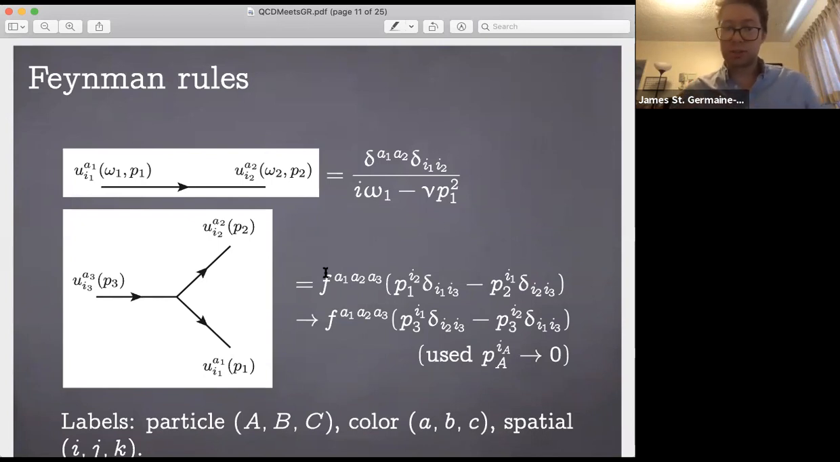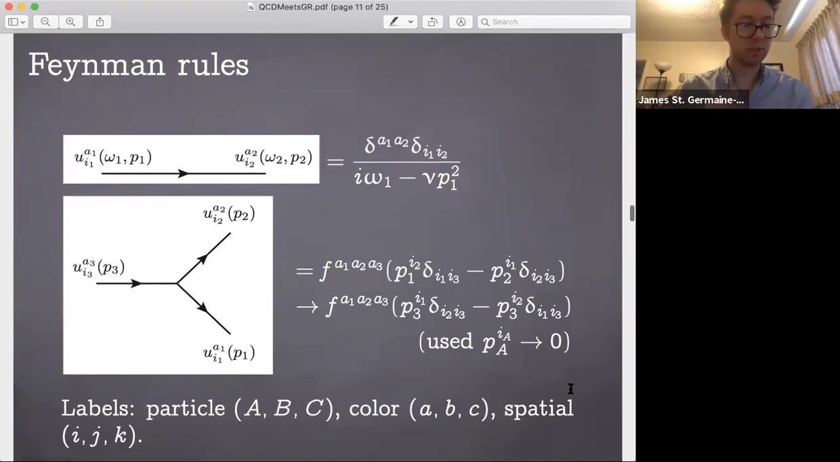The interaction looks sort of similar to Yang-Mills. There's a structure constant, a bunch of momenta. The point here is that you do have to keep track of the direction of energy flow. And it's quite easy, using the solenoidal or transverse condition, to rewrite this interaction so it's proportional to the momentum of the incoming leg. So that's quite handy. And just for notation, capital A, B, and C will be particle labels for the rest of the talk. Lowercase a, b, and c will be color indices, and spatial indices will be i, j, and k.